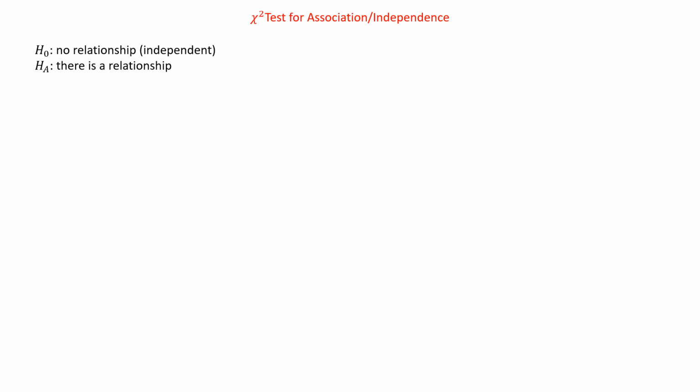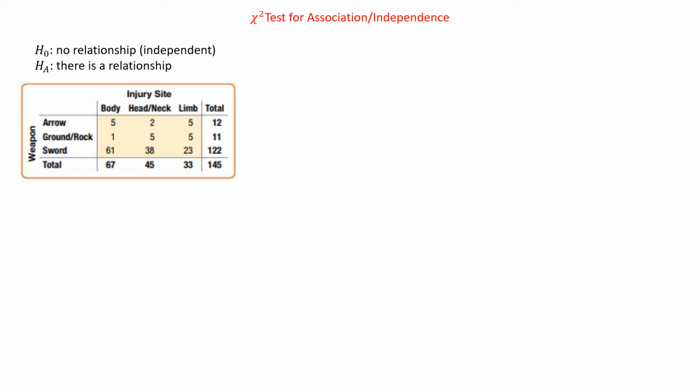So here we're going to go back to the Iliad. And here, instead of fatality and stuff, it's the type of weapon used and then where the injury site was. So we have type of weapon: arrow, ground or rock, and sword; injury site: body, head or neck, and limb. Notice we still have our totals here because we need the totals. If your data does not have totals in the table, you need to find the totals. You do that simply by adding.